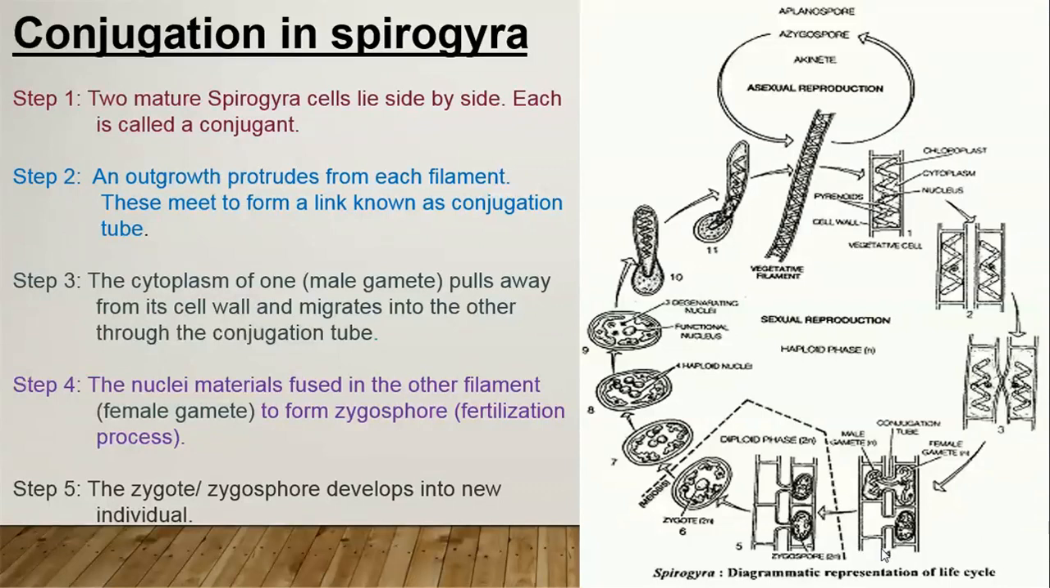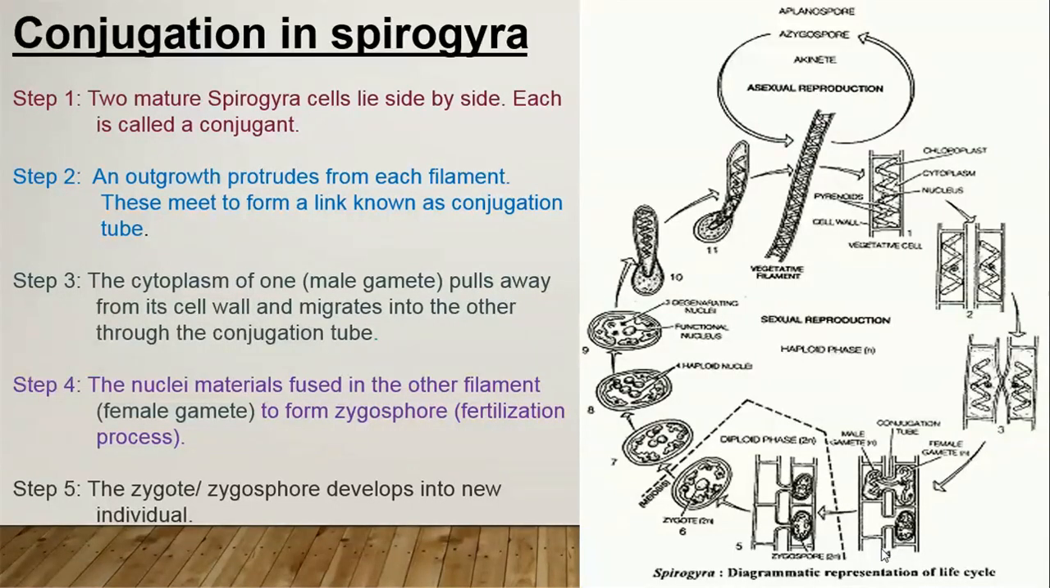Now, step 2, an outgrowth protrudes from each filament. Now, this meets up to form a link known as conjugation tube. Now, you see that one in number 3 and 4. You can see the filaments having outgrowths which later meet up to form a link. Okay, now that link is called conjugation tube.